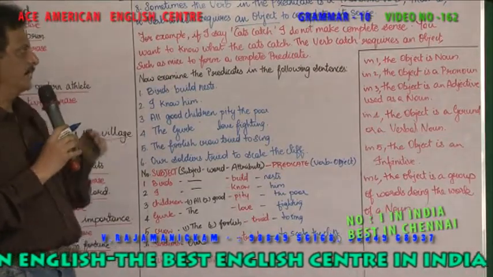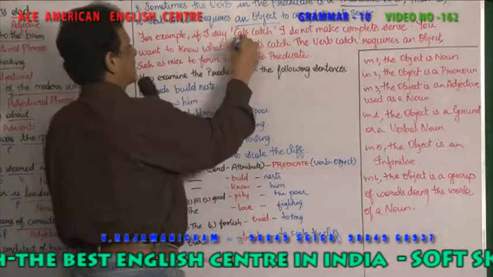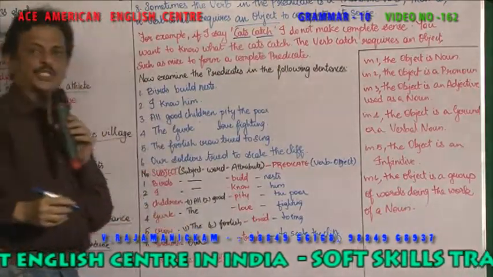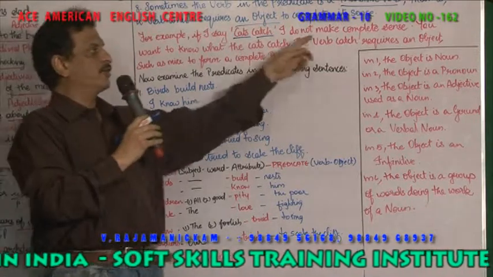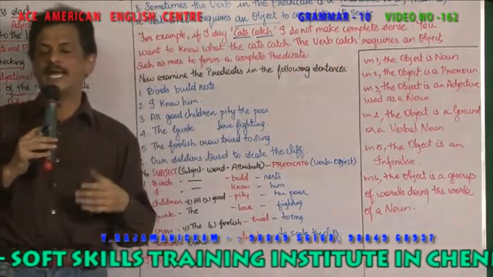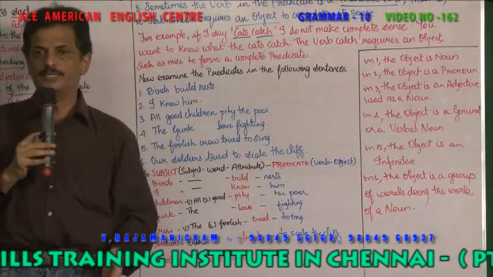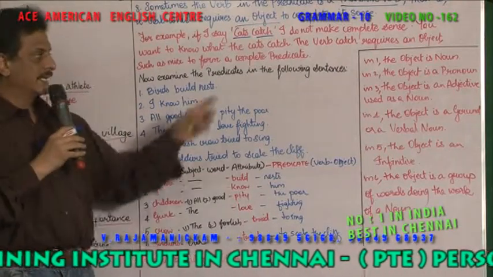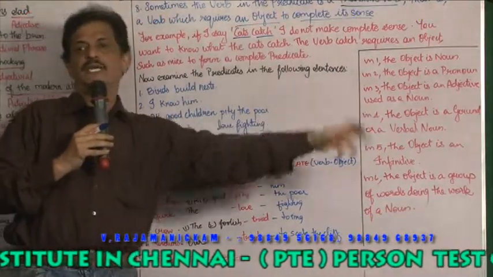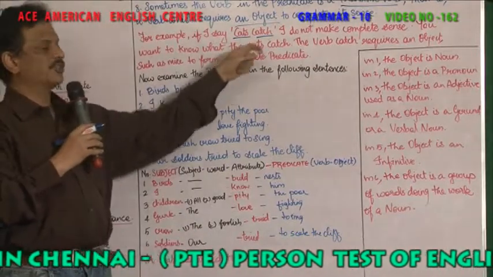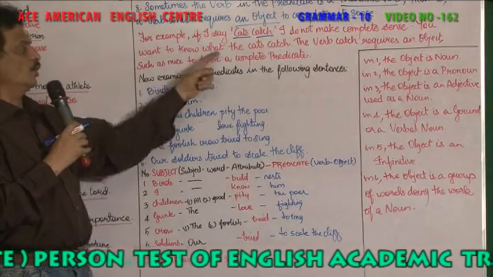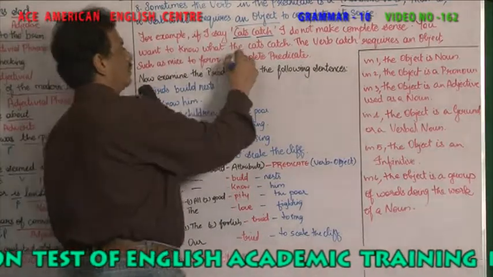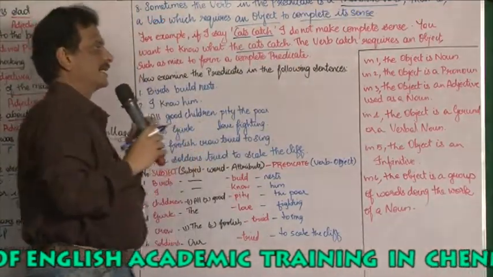For example, if I say cats catch, you don't get it. It's not a full meaning. I do not make complete sense, right? If I say cats catch, I don't make complete sense. I need some object. Cats catch what? You need something else. So it becomes a transitive verb. It transfers itself to an object. You want to know what the cats catch. What do the cats catch?